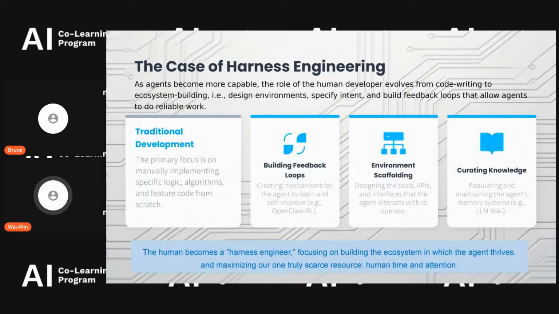So in the case of harness engineering, why is this very important? Because as agents become more capable, the role of the human developer evolves from code writing to ecosystem building. So the developer's responsibility would focus more on designing environments, specifying intent, and building feedback loops that allow agents to do reliable work. That's very different from traditional development, which primarily focuses on manually implementing logic and algorithms.